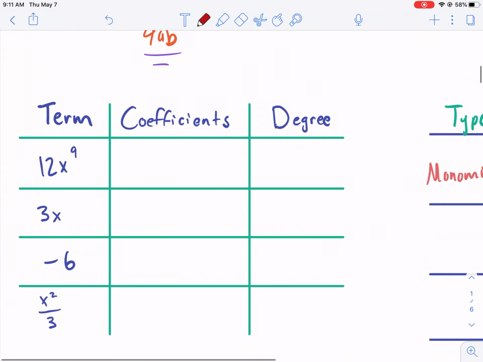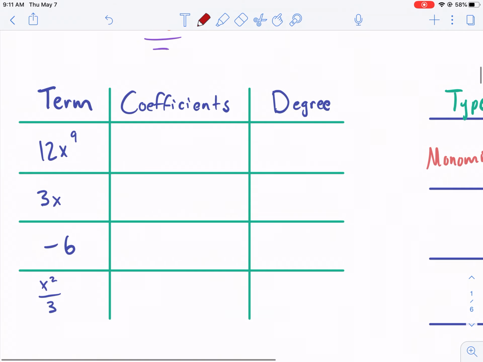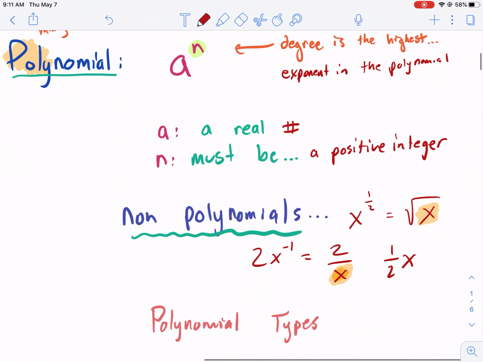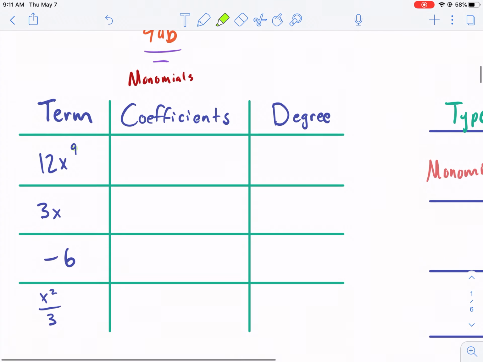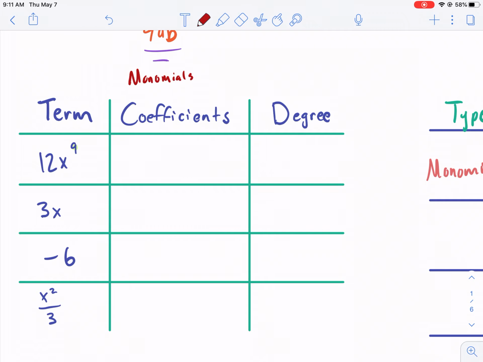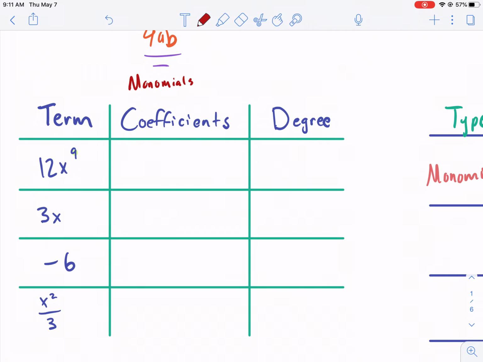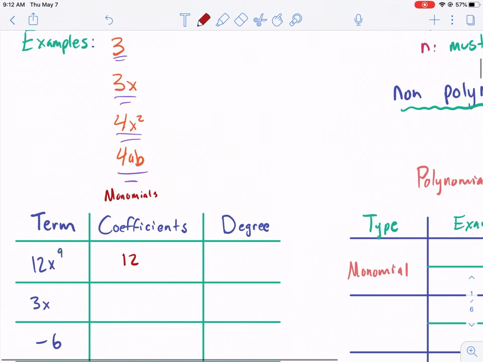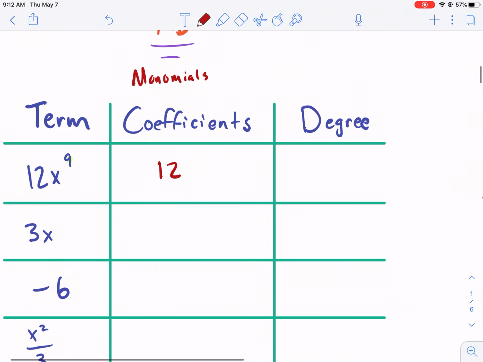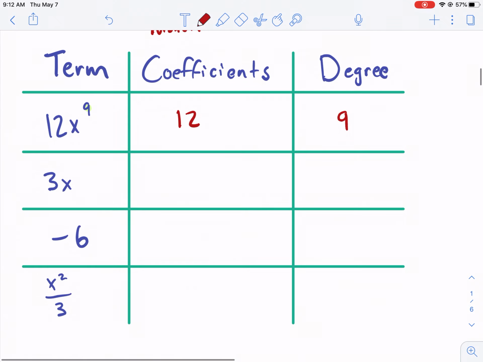Now, we already talked about some monomials, so let's go ahead and talk about them a little bit further. So here we have, these are all monomials right here. And we already decided, based on the definition of a polynomial, that these have to be positive integers. So the coefficients are the numbers that are in front of your variable. So the coefficient of x to the 9th is going to be 12. Now, what is the degree? The degree is the highest power of the exponent in the polynomial. In this case, monomial, so we're only looking at one term, so the degree is 9. It's a 9th degree monomial.